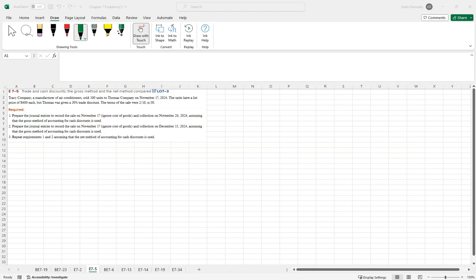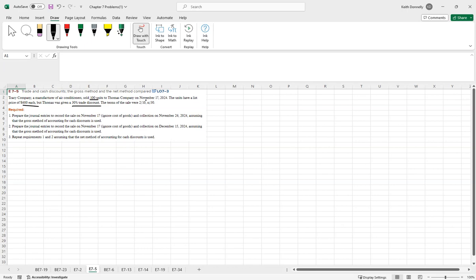All right, next up, we're looking at some sales here, and they're using the gross method and the net method. So what's going on? Let's read this. We have a manufacturer of air conditioners. They sell 100 units on November 17th. The units have a list price of $600 each. They were given a 30% trade discount. The sales terms were 2/10, net 30.